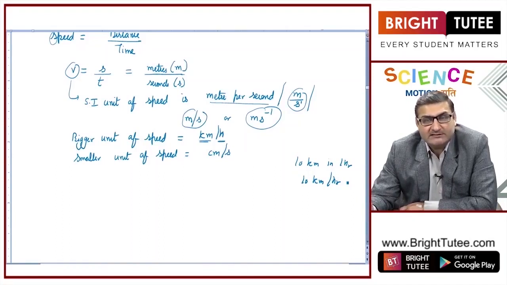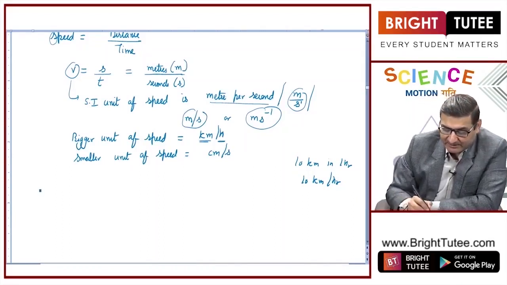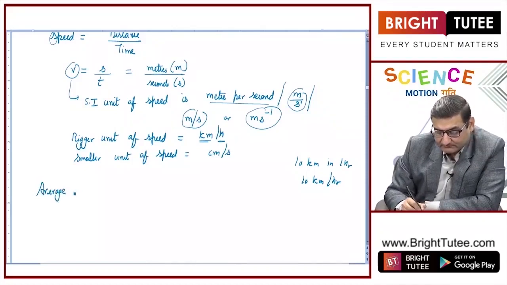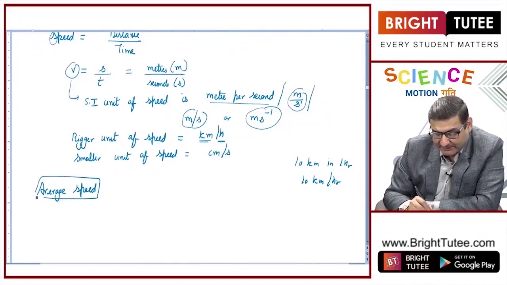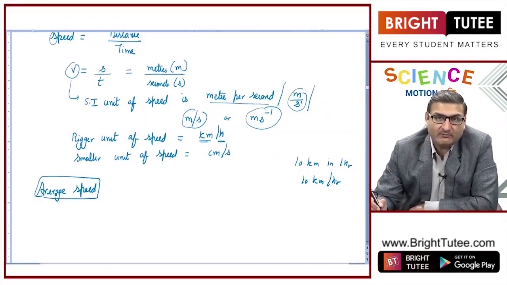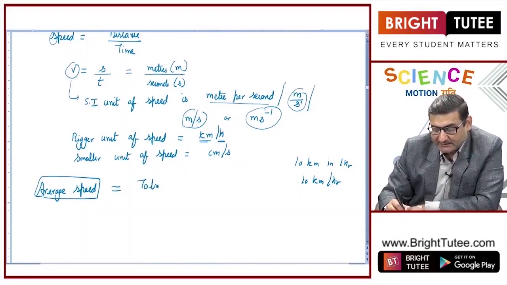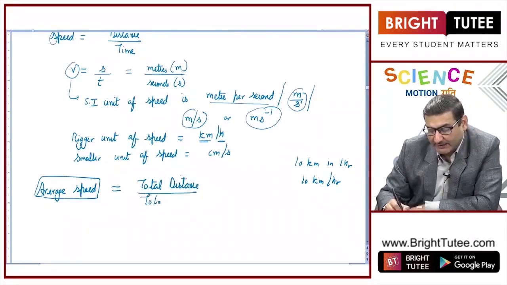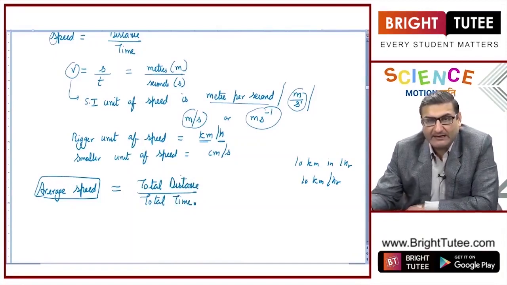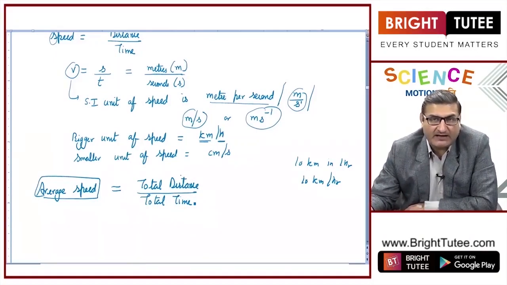In 1 hour, how much distance it has travelled. So this gives us the concept of average speed. Now when I talk about the average speed, the formula remains the same, but the difference is that average speed is calculated by the total distance travelled by the object divided by the total time taken for travelling that distance. So average speed is equal to total distance travelled upon total time taken. Fine, right? So this is speed and average speed of a particular object.